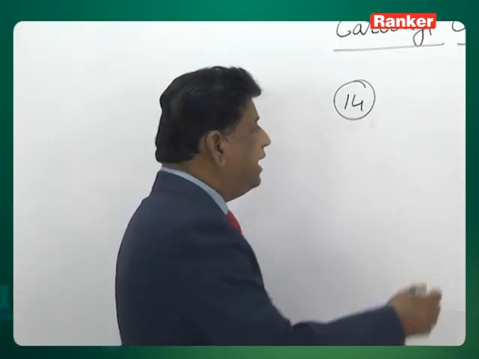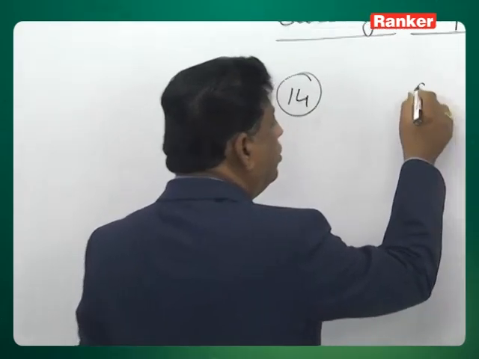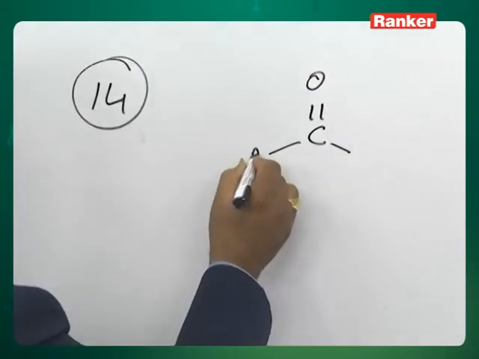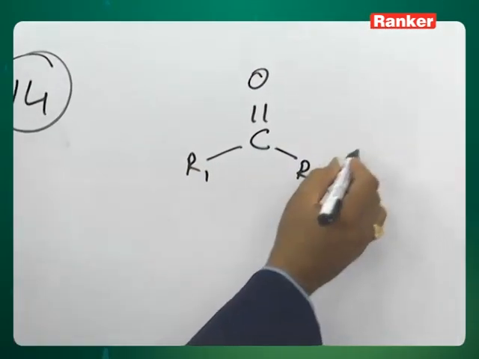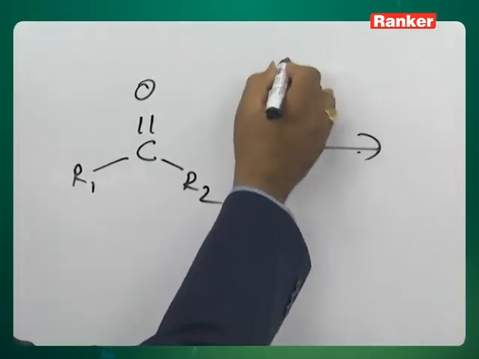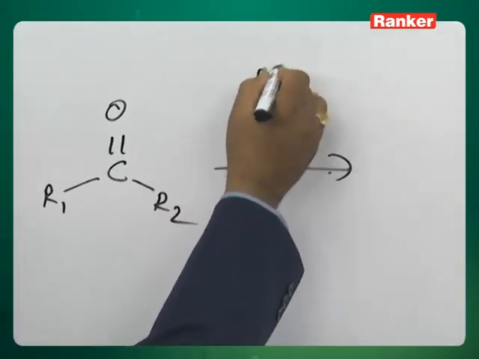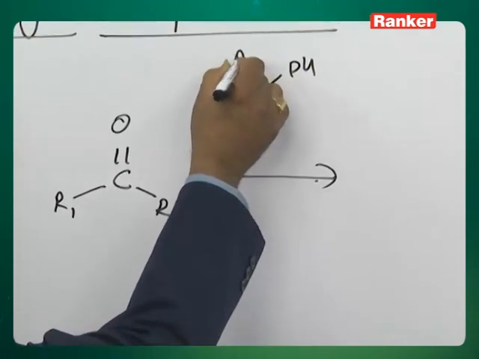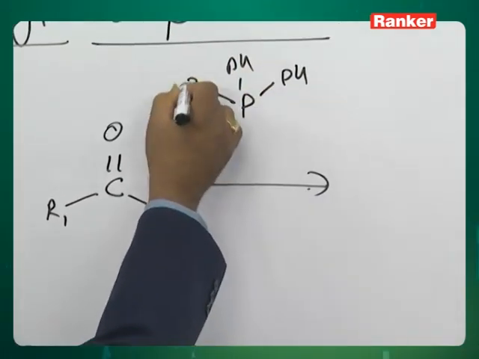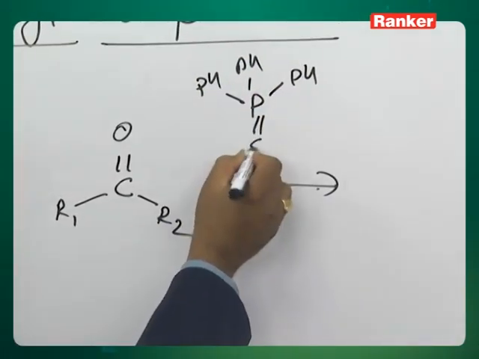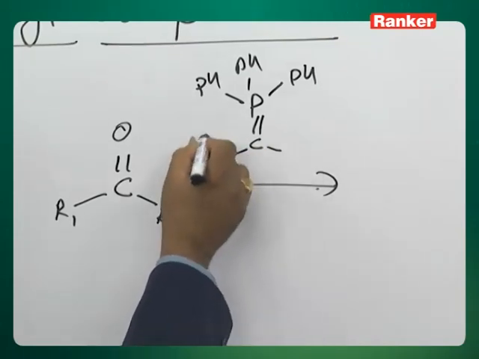So what does the Wittig reaction mean? A carbonyl group having R1 and R2, when treated with a reagent called a phosphorus ylide with triphenyl, and a carbon with R3 and R4.